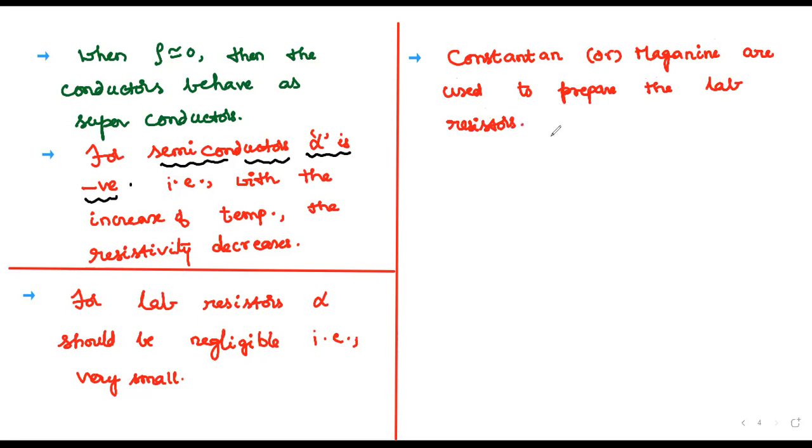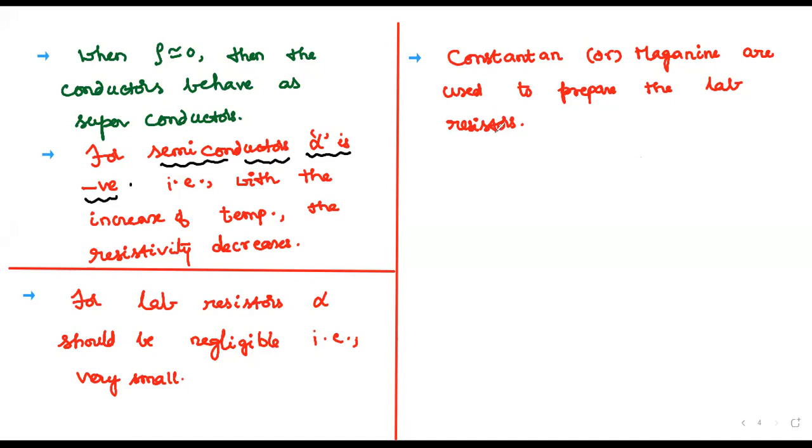And this is one objective point, theoretically, a statement type of question. Lab resistors are made with constantan and manganin. Yes, statement 1 is correct. Statement 2: because their alpha is very small, close to 0. Yes, statement 2 is also correct. So the final option: statement 2 is the correct explanation for statement 1.